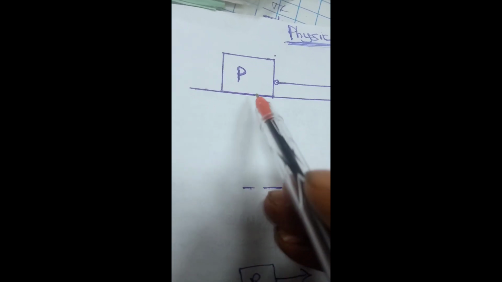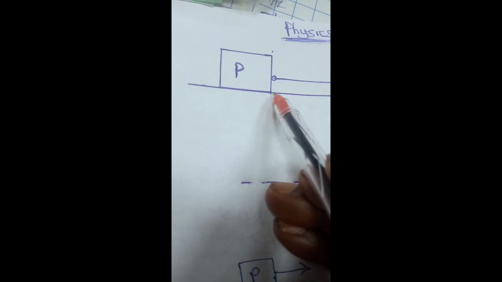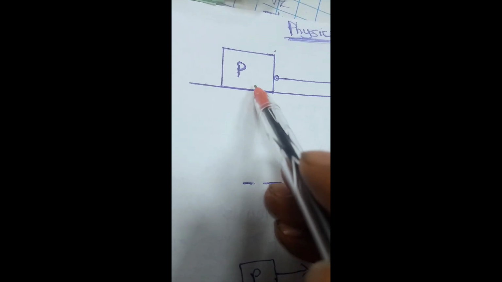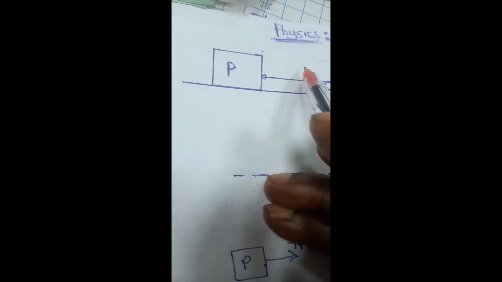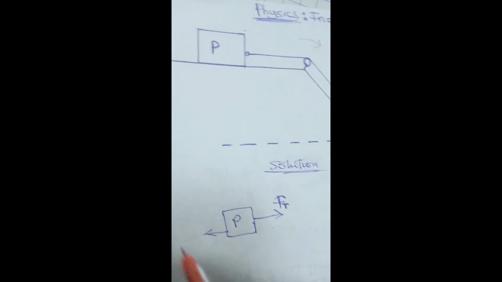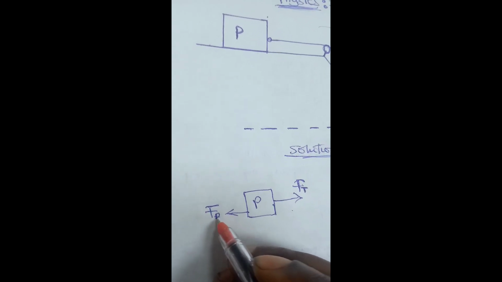Now remember, as this object is moving forward like this, something happens to this box. Between this box and this smooth surface, there is a force of friction which is trying to oppose the forward movement. So if this one is moving like this, since the friction is trying to oppose it, it will be acting this way. Therefore, we indicate the force of friction to be F, force of friction of P.